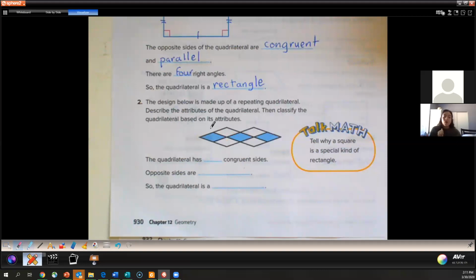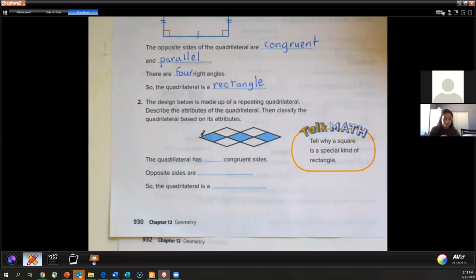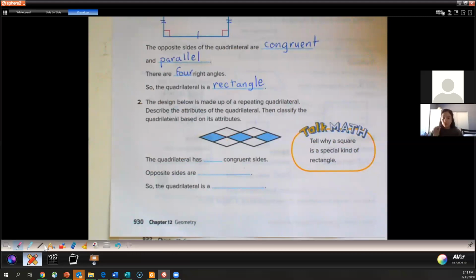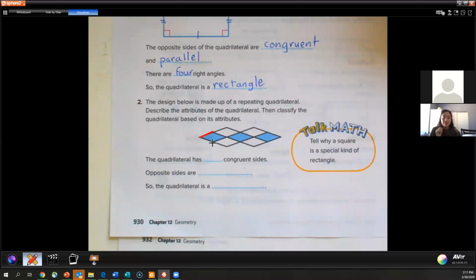So it says the quadrilateral has blank congruent sides. So let's take a look at the ones that are highlighted in blue, because that's going to be the same shape repeated over and over again. So let's go ahead and see how many congruent sides it has. So Mr. Yates highlighted 1, 2.